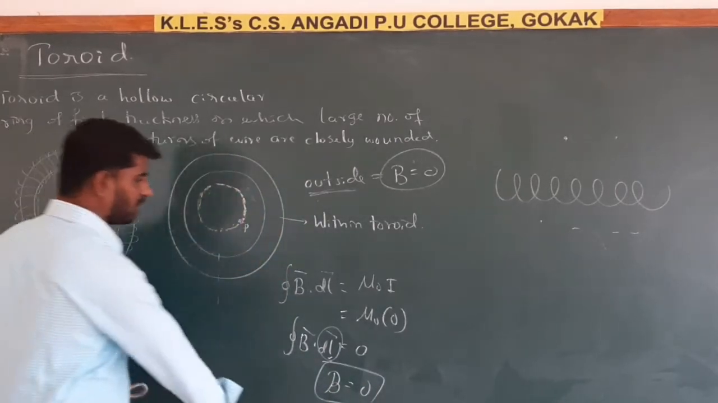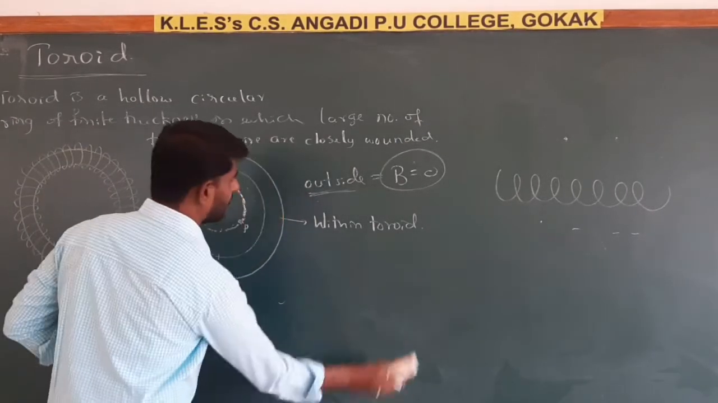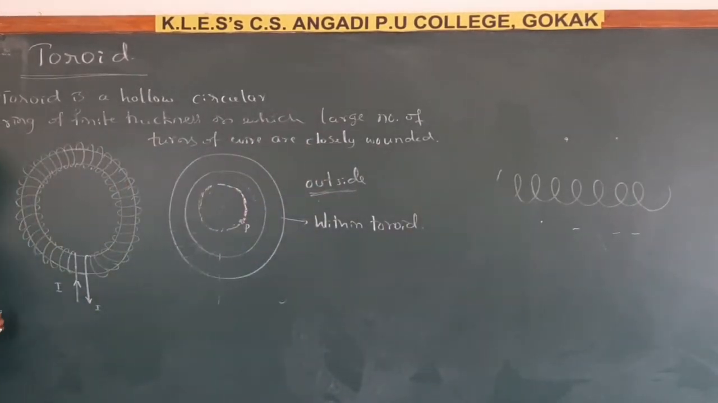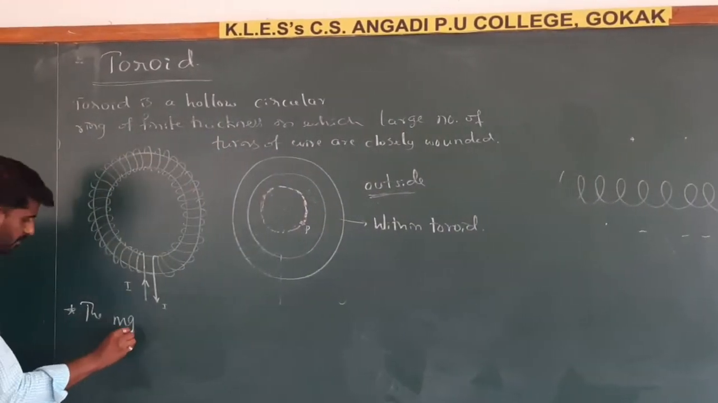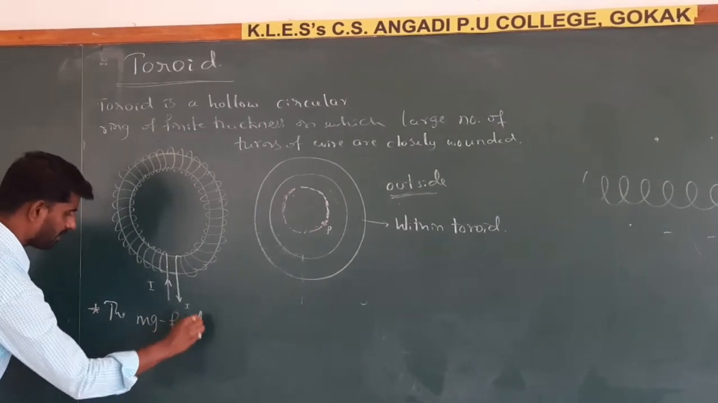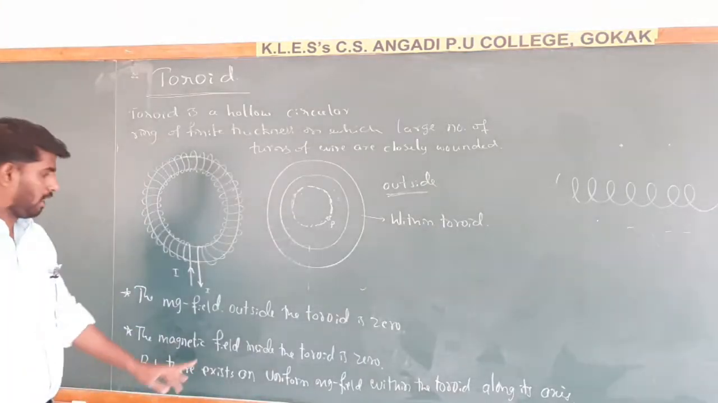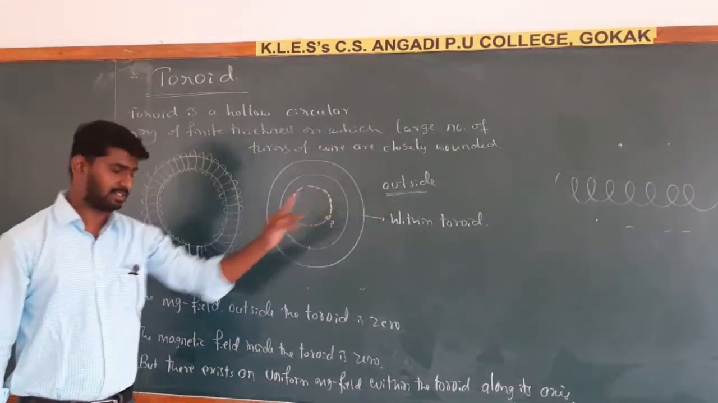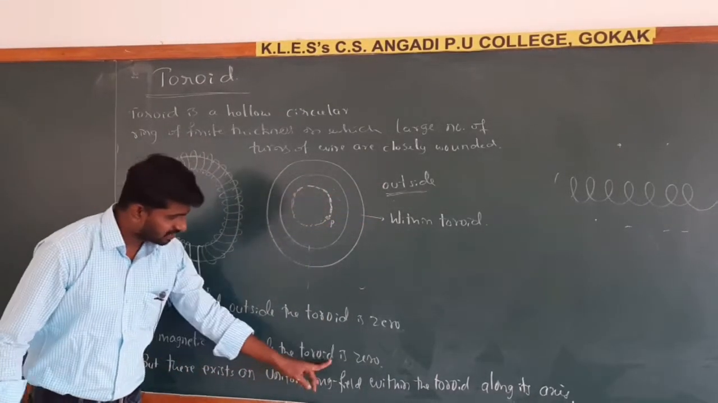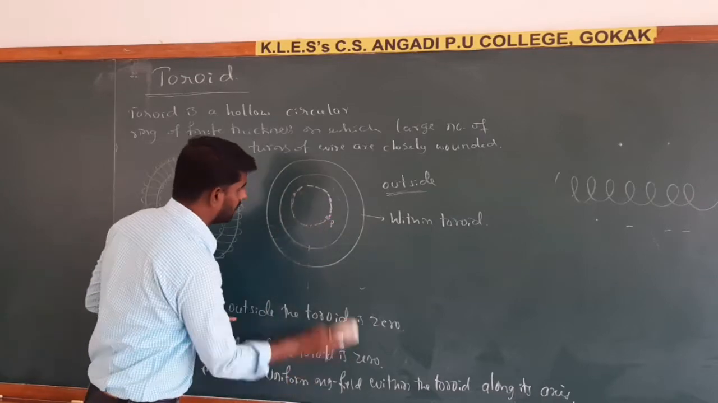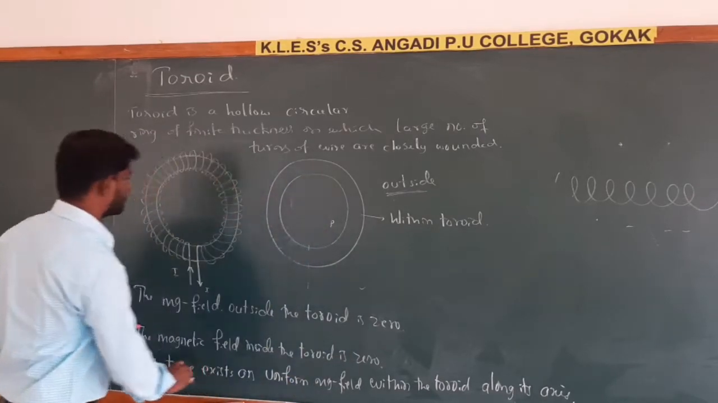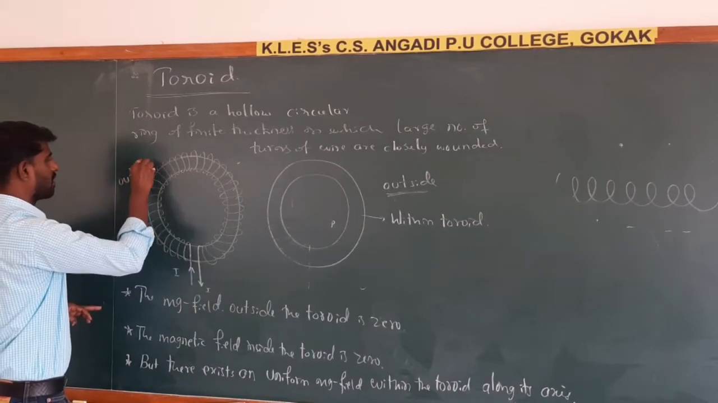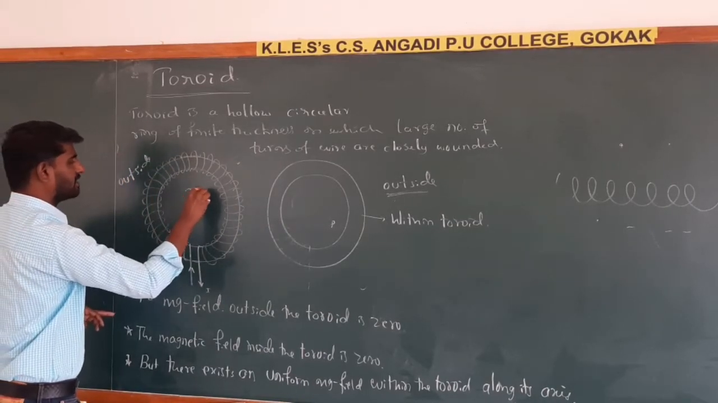So what's your conclusion now? We discussed two important concepts here. What are the important concepts? Here, the magnetic field outside the toroid is 0. Okay, so we discussed this. And the magnetic field inside the toroid is also 0. Where? Here. See this diagram. This is outside. This is outside. Okay, and this is inside.